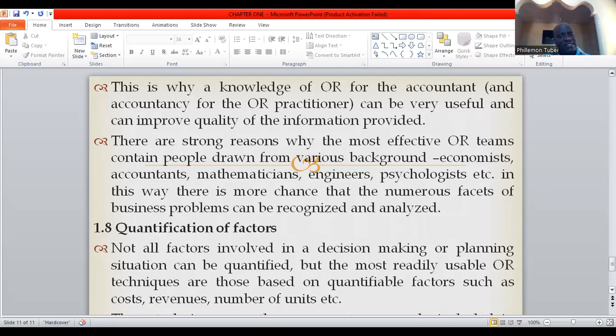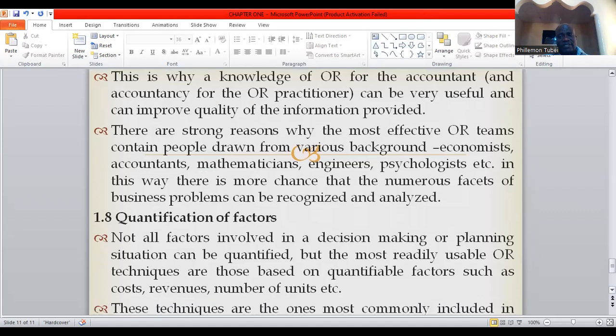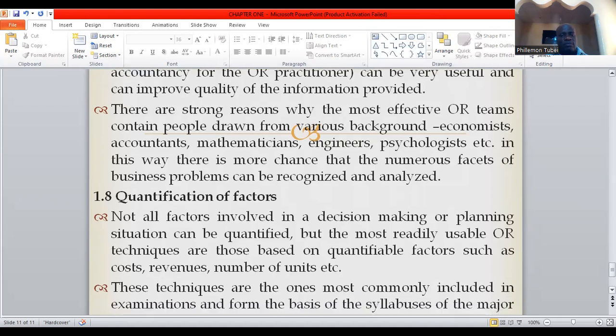So there are strong reasons why the most effective teams contain people drawn from various backgrounds. You need economists, you need accountants, you need mathematicians, you need engineers, you need psychologists. In industry, we have industrial psychology, etc. In this way, there is more chance that the numerous facets of business problems can be recognized and analyzed.